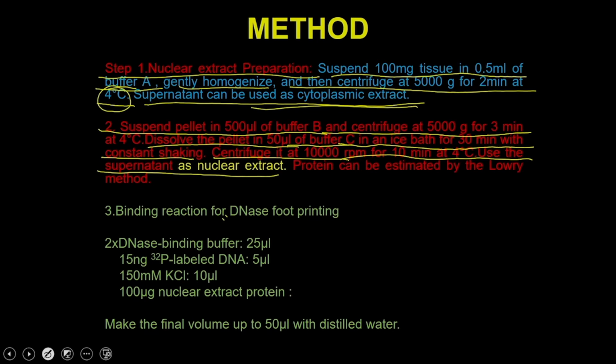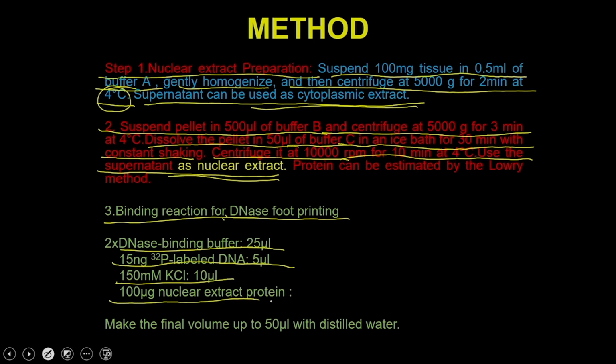You can estimate the amount of protein with the help of the Lowry as well as the Bradford method, and that can be used as a basis to see how much activity you have. Then you have to use the binding reaction buffers. The binding reaction for DNase is DNase binding buffer 25 microliters, then labeled DNA 5 microliters, KCl, and then you add the nuclear extracts, and make up the volume to 50 microliters with distilled water.